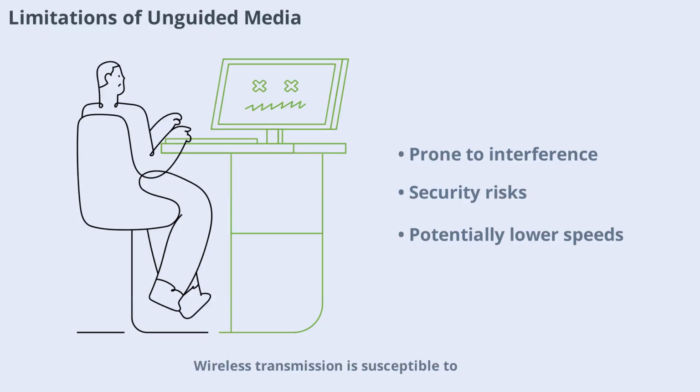Wireless transmission is susceptible to interference from other electronic devices, weather, and physical obstacles. Security is also a concern, as data transmitted through the air can be intercepted more easily than through cables. Additionally, wireless networks may experience lower speeds and less reliability compared to guided media, especially in crowded or challenging environments.